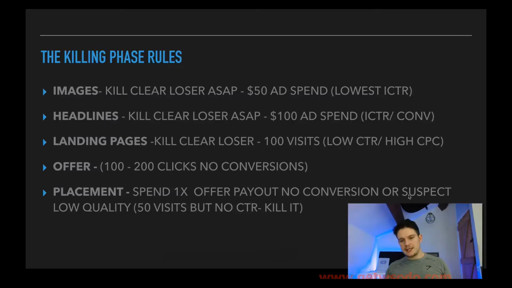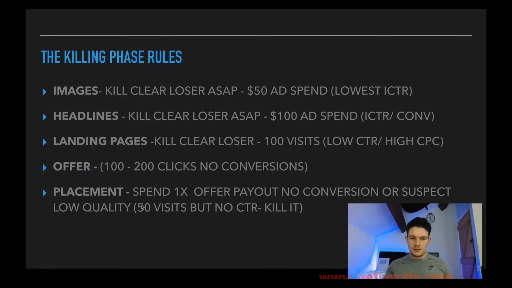Or another thing as well is if you see any suspect or low quality traffic. So this is, you can only spot this as you're going through the stats, which you'll have a look at when I actually dive into the campaign a little bit later on. But say for instance, a certain placement has had 50 visits. 50 people have clicked on that advert on that news website, and none of them have actually clicked through to the landing page, even though that landing page is getting a 35% click-through rate elsewhere. Then that's when you're like, this placement might be bot traffic, there's an issue here. I would kill that.